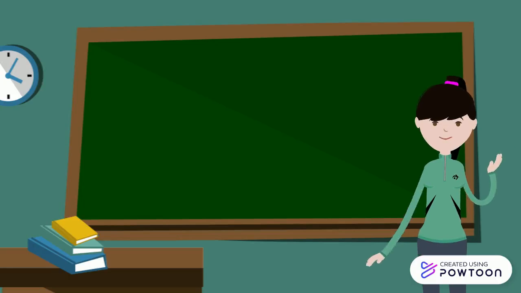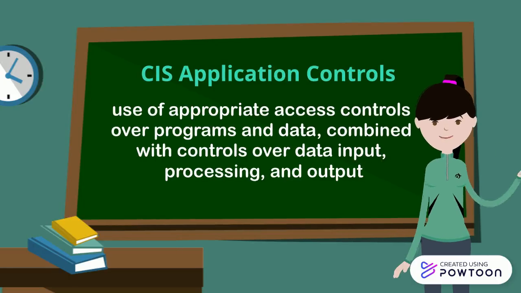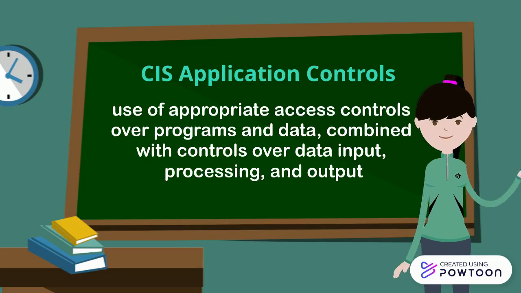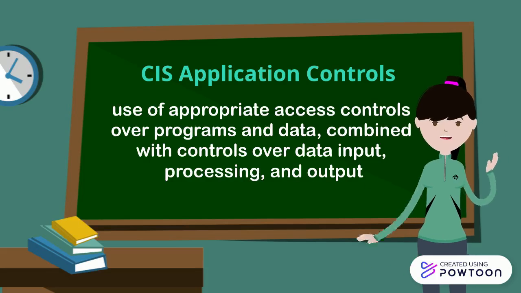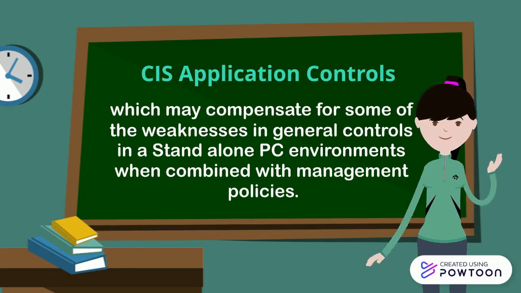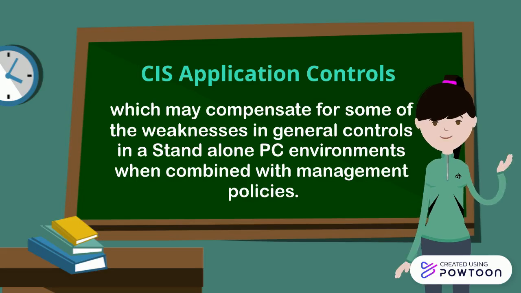To put it simply, CIS application control is the use of appropriate access controls over programs and data combined with controls over data input, processing, and output, which may compensate for some of the weaknesses in general controls in a standalone PC environment when combined with management policies.